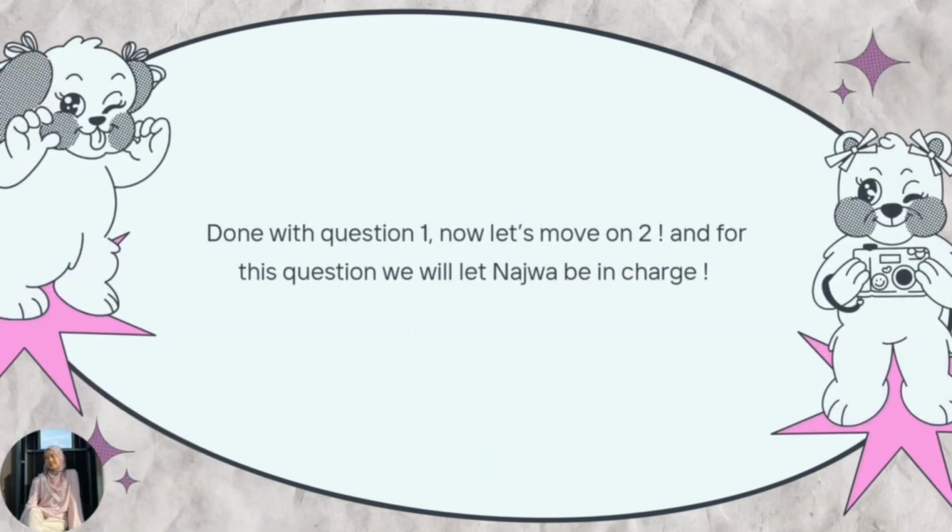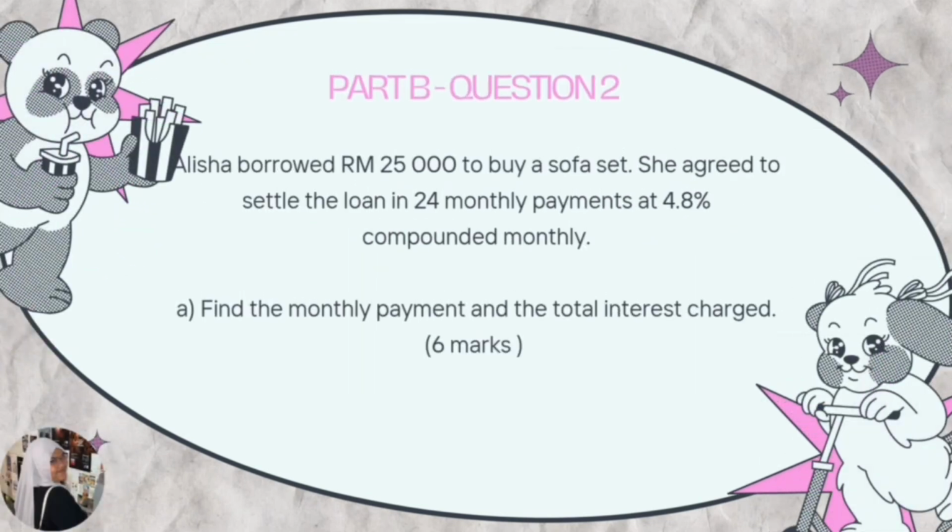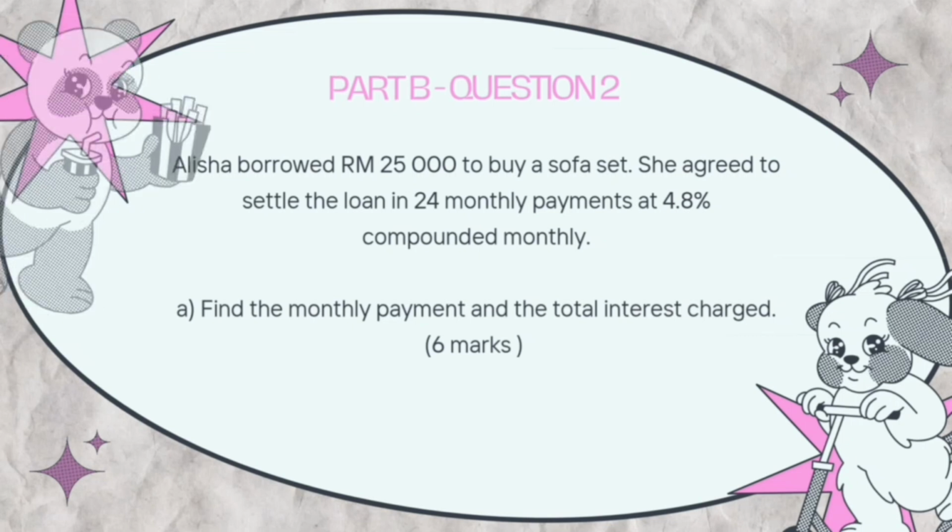Now let's move on to 2. And for this question, I will let Najwa be in charge. Alisha borrowed RM25,000 to buy a sofa set. She agreed to settle the loan in 24 monthly payments at 4.8% compounded monthly. A. Find the monthly payment and the total interest charge.